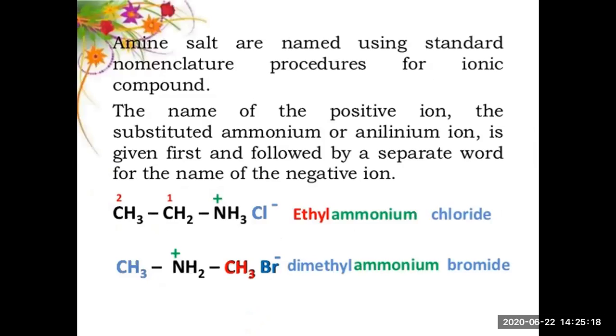Next, amine salts are named using standard nomenclature procedures for ionic compounds. The name of the positive ion, the substituted ammonium or ammonium ion, is given first, followed by a separate word for the name of the negative ion. For example, ethylammonium chloride, dimethylammonium bromide. This all depends upon the amines reacting with the acid and producing different types of amine salts.